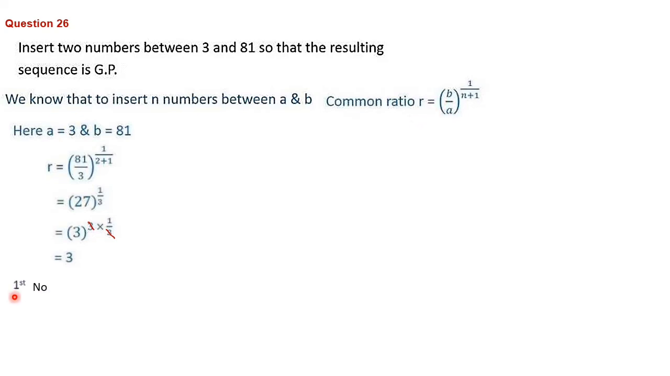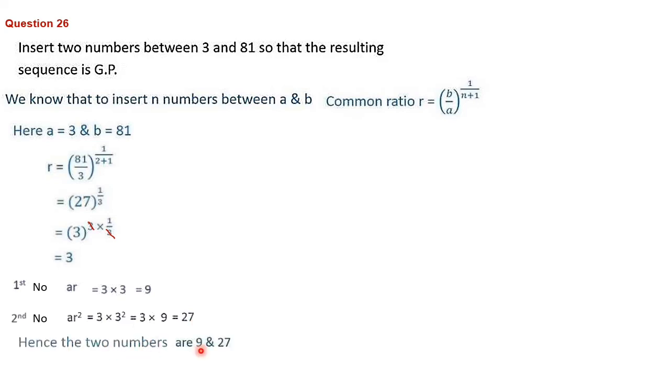The first number means AR, not A. Okay, first number is A into R. A into R means our A is 3 and our R is 3 again. So 3 into 3, that is equal to 9. Then the second number is AR square. So AR square, if you put A is 3 into R square is 3 square, so 3 into 9. 3 into 9 is 27. So the required numbers are 9 and 27.